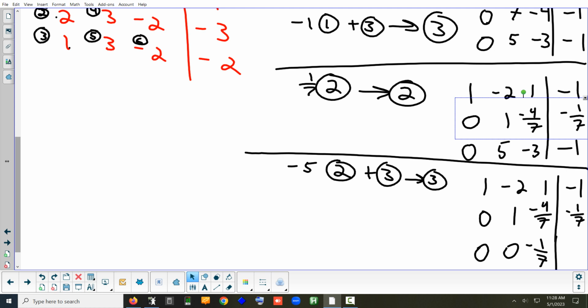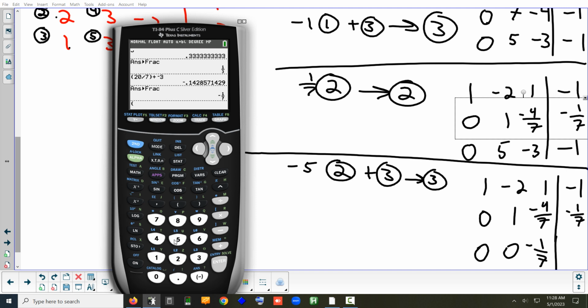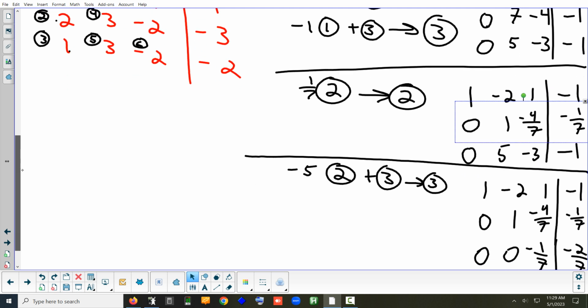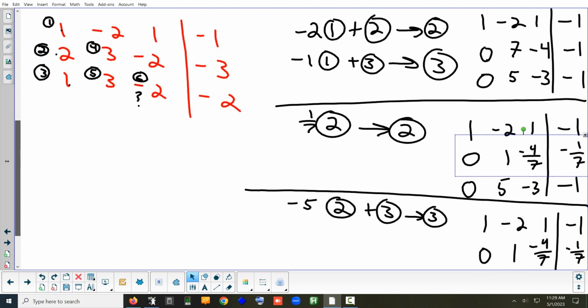And now let's do it one more time. Negative 5 times our value, added to the third row. What's negative 5 times negative 1/7? 5/7. And we're going to add that to what number? Negative 1. Again, if you want to do it in your head, you can. I just want to make sure I don't make a mistake. So negative 2/7. Okay, so now I have what I want in the fifth spot. I don't really have to deal with the sixth spot if I don't want to.